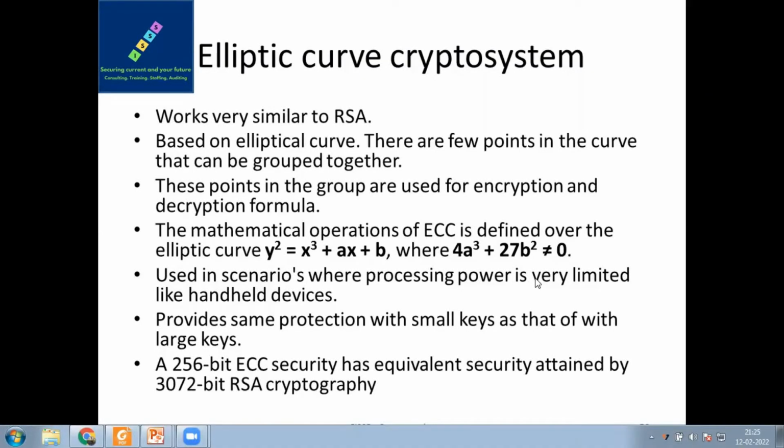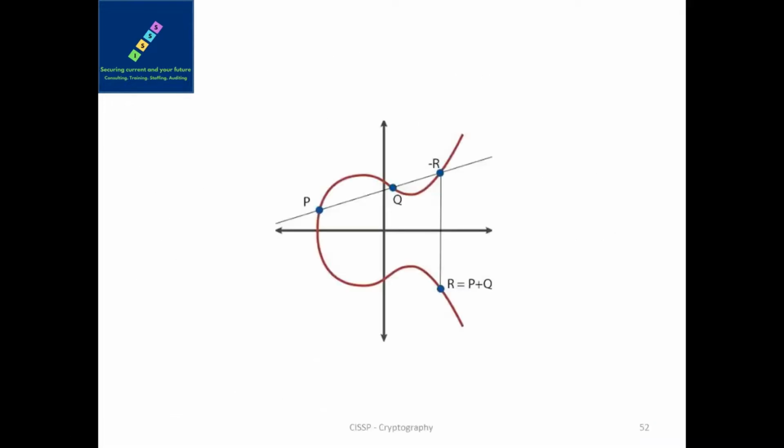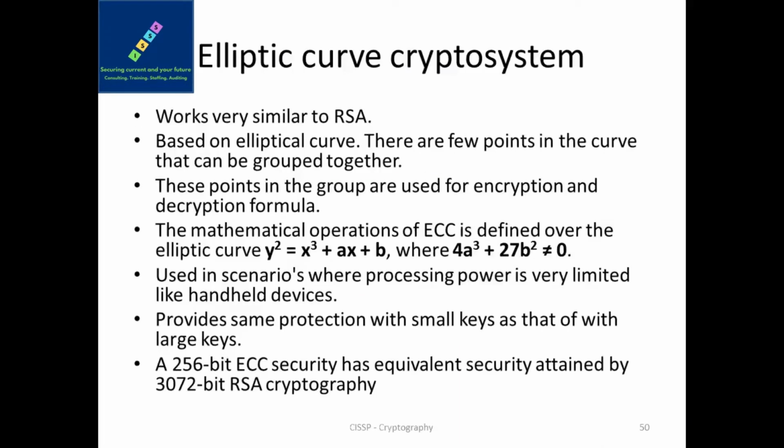In today's video, we're going to have a look at the elliptical curve crypto system. Now, the elliptical curve crypto system, as the name says, is actually based on the elliptical curve. It looks like this. Just have this picture in your mind for the time being, and we will discuss the same. It works very similar to RSA because it's an asymmetric encryption.